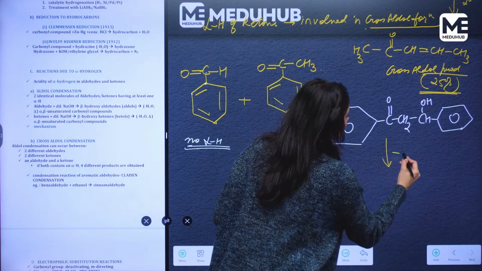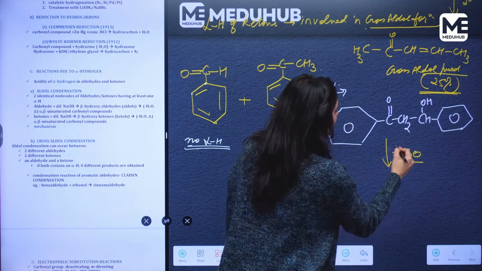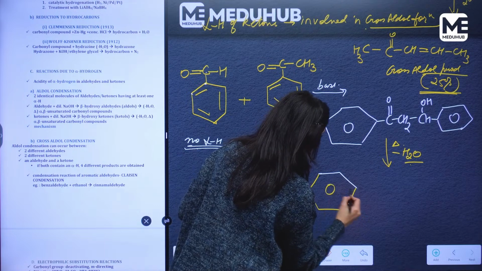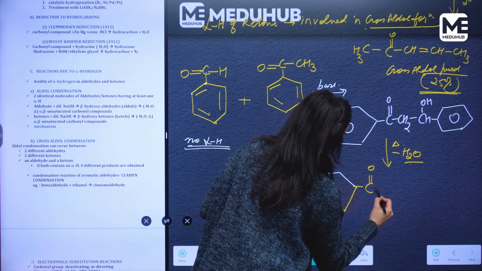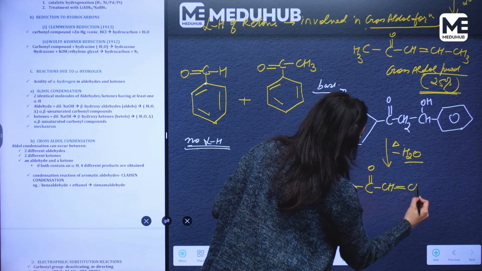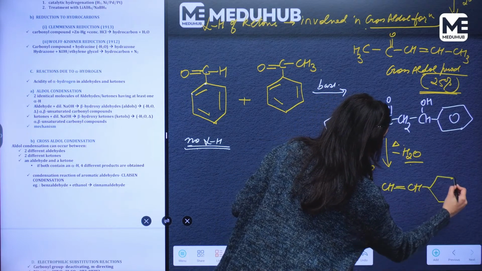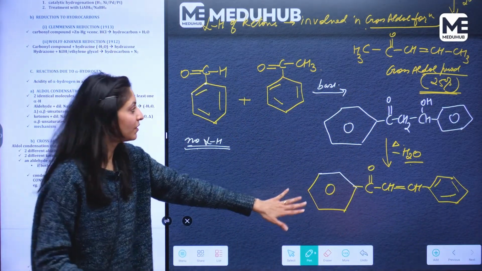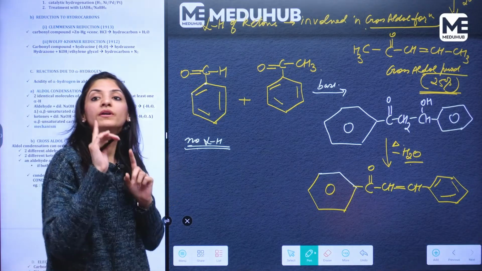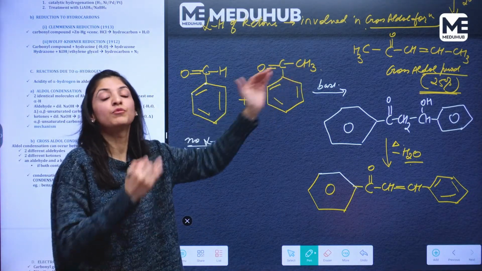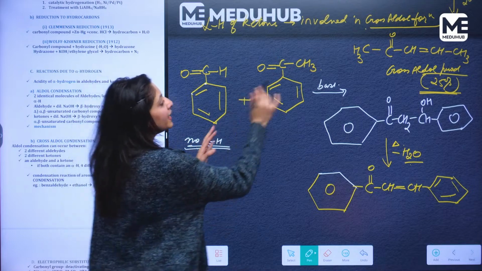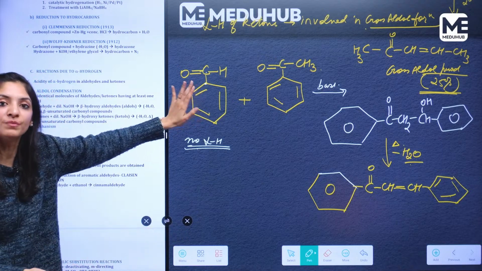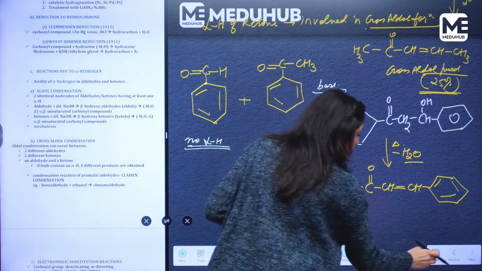This will lose a water molecule on heating to give this as the product. Alright. So in such a scenario, when only one molecule has an alpha hydrogen, the products become very simple and only this one here is going to lose the alpha hydrogen and condense with a molecule of benzaldehyde.